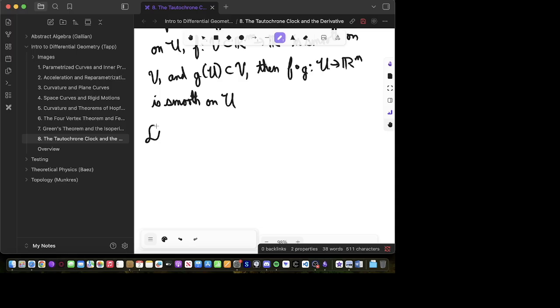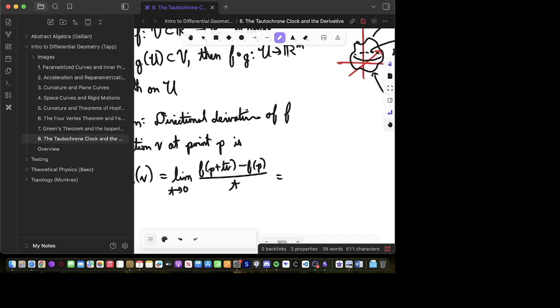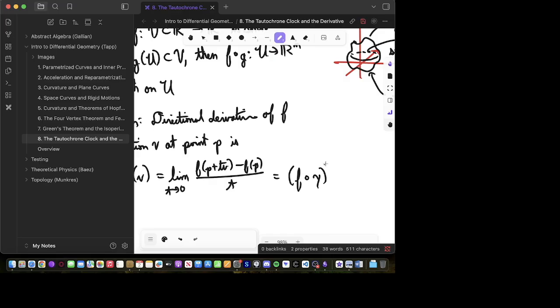So let's go through another definition. The directional derivative of a function f in the direction v at the point p is denoted by df_p of v, which is the limit as t approaches 0 of f of p plus tv minus f of p over t, which is equal to (f composed with gamma)' of 0, where gamma of t equals p plus tv.